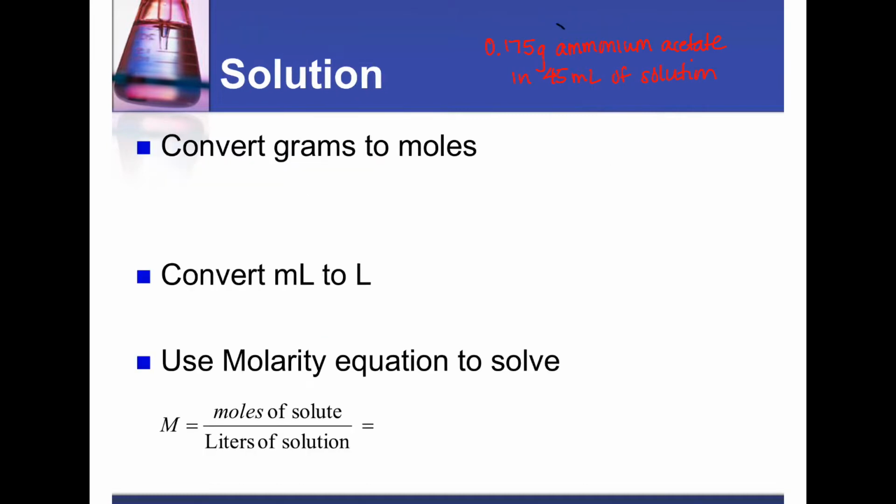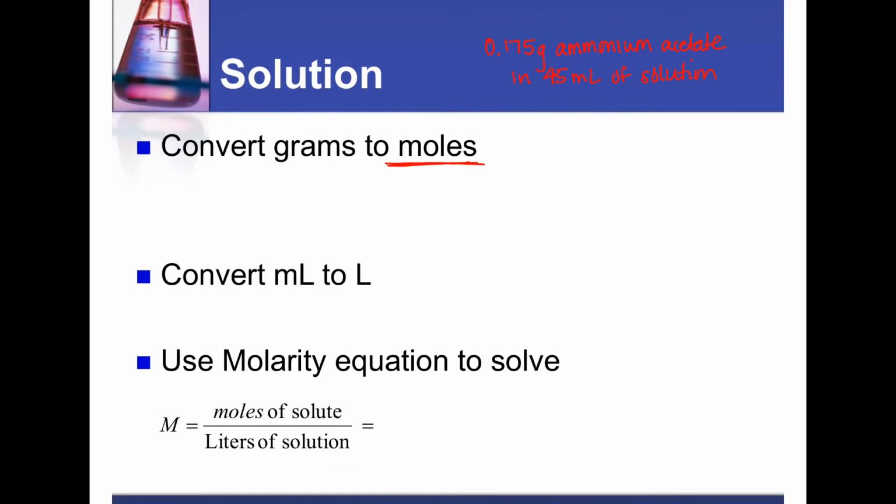So what I've done is I've just written the information, the numbers from the problem, on the slide before. And what I'm going to do is first calculate moles, and then calculate liters, and then put those two together to find molarity. Okay. And the first step was to calculate moles.